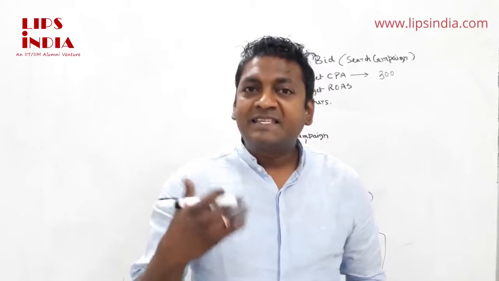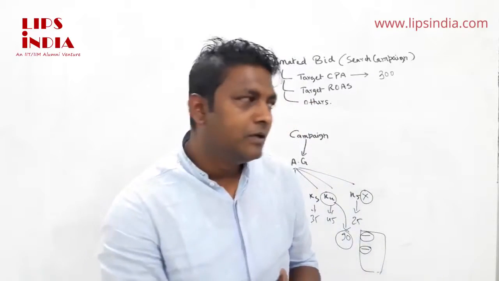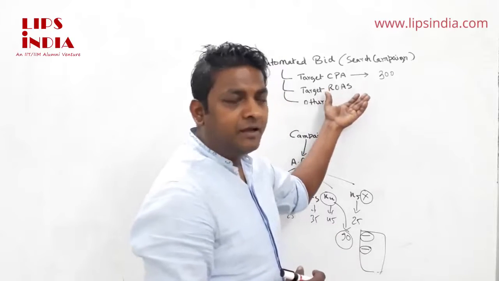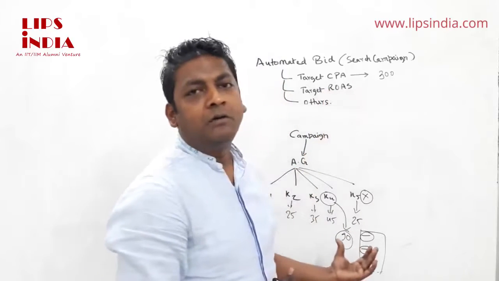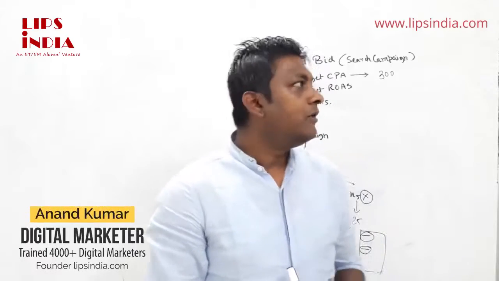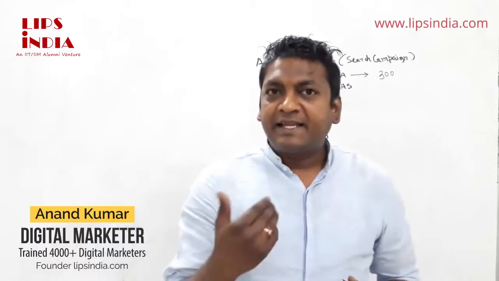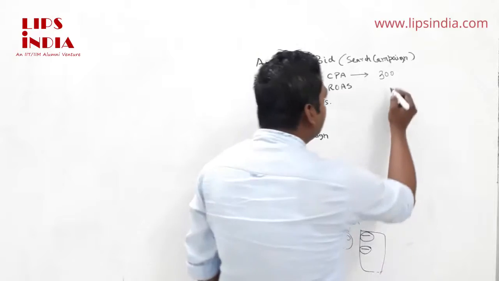If the Google CPA bid campaign is performing better for you, you might stick around with CPA, or you might go back to your manual CPC bid. This is what Google also recommends. However, when you're looking at a target CPA bid, and let's say the Google algorithm works better for you in terms of lowering this CPA cost.